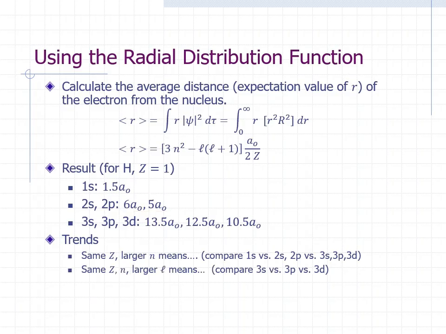For the same Z and n, a larger quantum number l means that, on average, the electron is closer to the nucleus. For example, the average distance for the 3d orbital, with quantum number l equal to 2, is smaller compared to the 3p orbital, with l equal to 1, which is smaller compared to the 3s orbital, with l equal to 0. How do you think Z affects the average distance? Intuitively, we expect a larger nuclear charge to pull in the electron more strongly. Based on the formula, to get the average values for helium ion, for example, we just divide the results for H by 2.